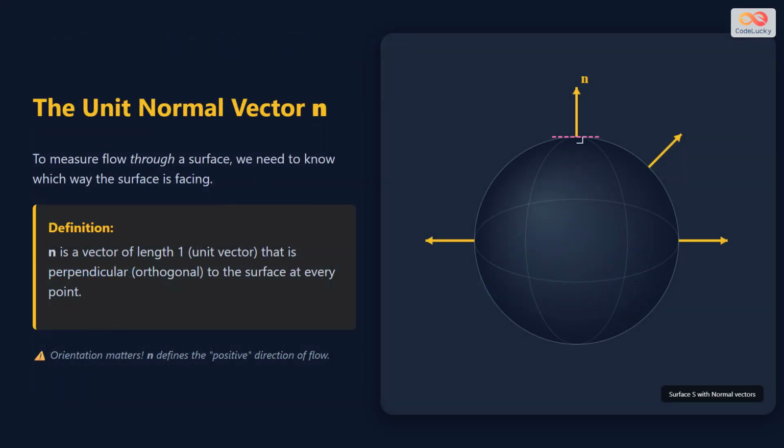Crucially, we need to define the orientation of our surface. We do this using the unit normal vector, which is a vector of length 1 that points perpendicular to the surface at every point. It acts as a reference, telling us which way the surface is facing and defining the positive direction for the flow.